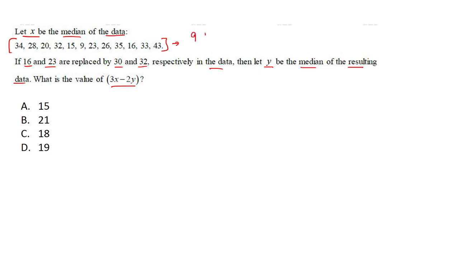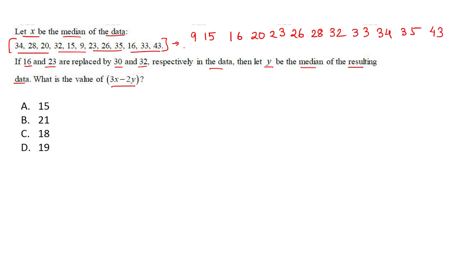Ascending order: 9, then 15 is going to come. Then we are going to have 16, then 20, then 23, then 26, then 28, then 32, 33, 34, 35 and 43. Okay, so how many terms are there? 3, 6, 9, 12. There are 12 terms. n is equal to 12, which is even. So the median x is going to be what?